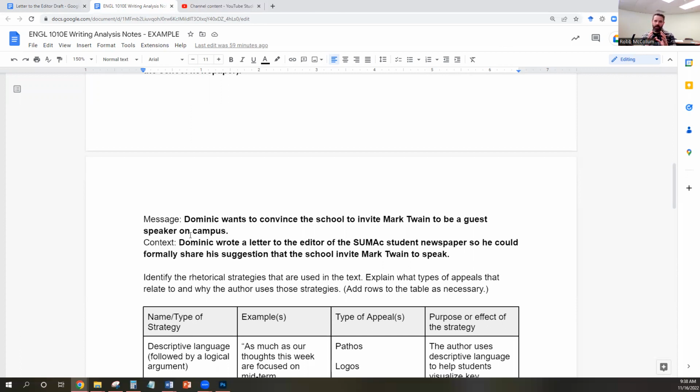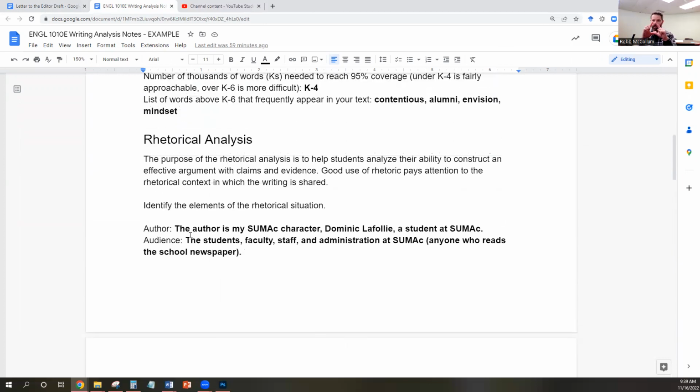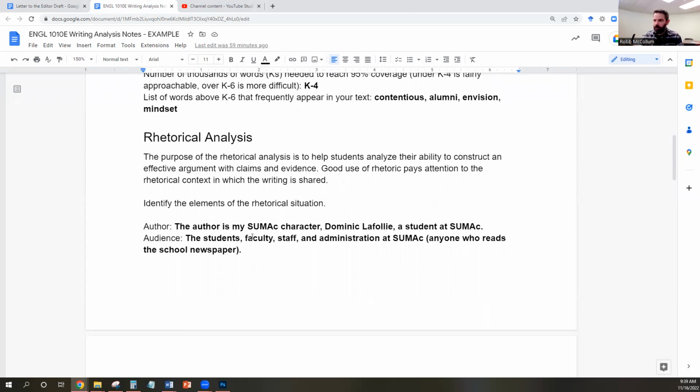And then the context is that Dominic is writing this letter to the editor of the student newspaper. So it's a semi-formal situation where he's trying to reach the whole university audience through a piece of academic writing. So that's the first part, and that's quite simple. We're just trying to identify the elements of that rhetorical triangle. What is the situation that this text is existing in? And what is it trying to accomplish?